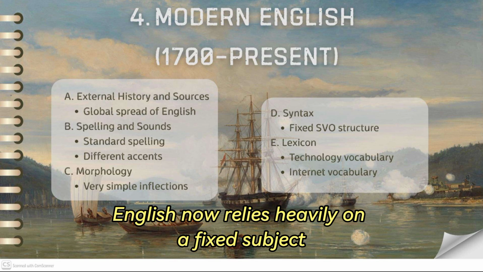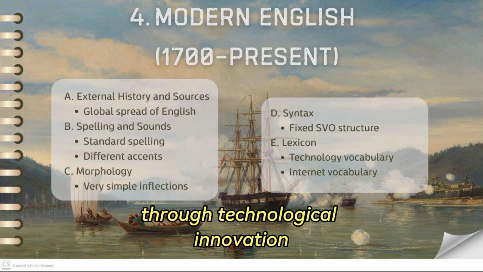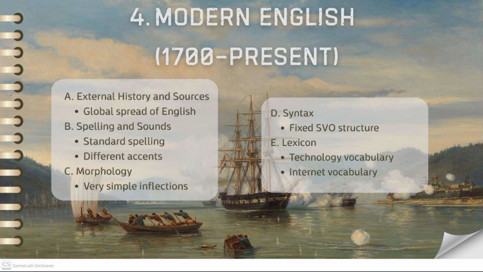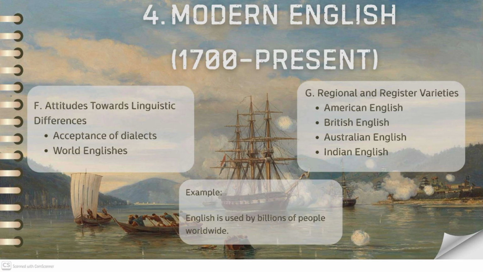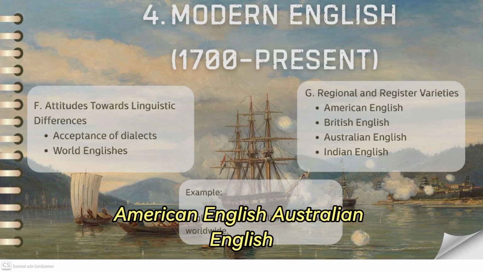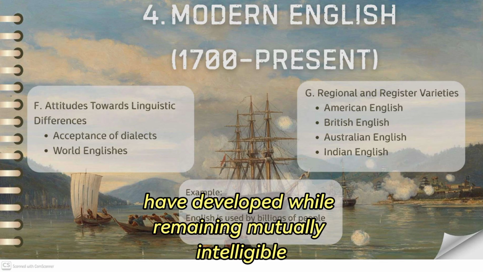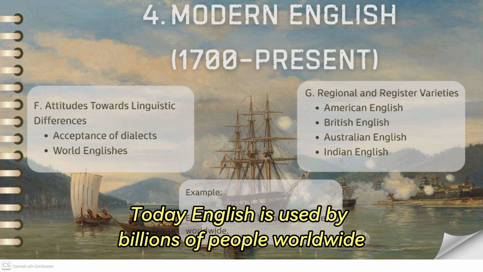English now relies heavily on a fixed subject-verb-object sentence structure. The lexicon continues to expand through technological innovation, scientific developments, and global communication. Modern English also recognizes linguistic diversity. Different varieties such as British English, American English, Australian English, and Indian English have developed while remaining mutually intelligible. Today, English is used by billions of people worldwide.